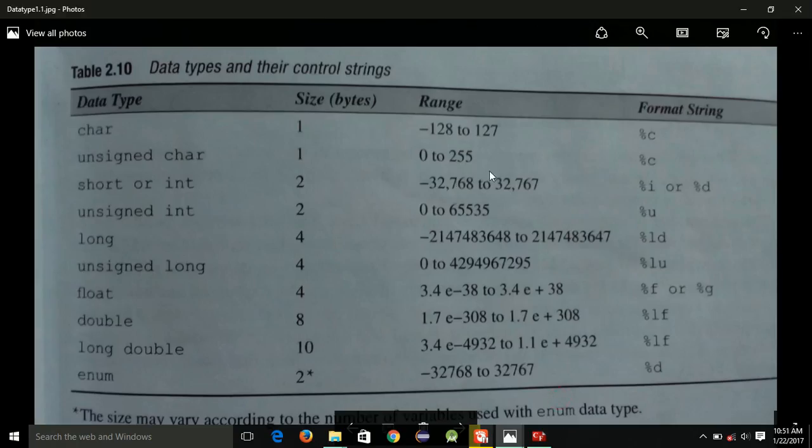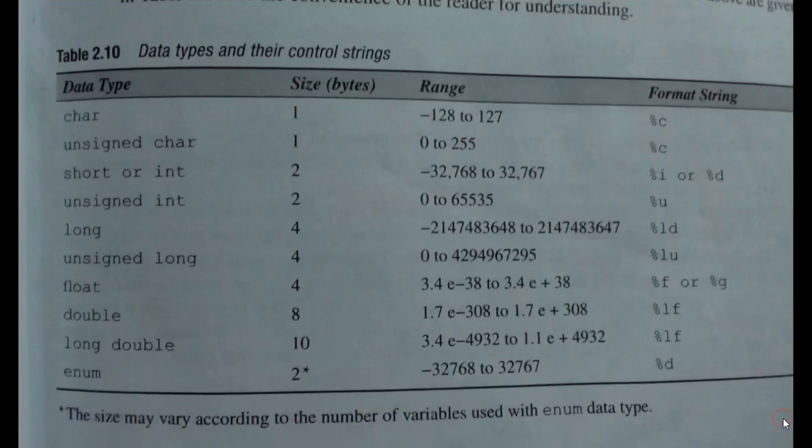So here you can see I have another table which denotes the data types. The format string is the most important part, and that's why I have to explain the data types. Whenever we want to use any variable, we have to specify which type of variable we want to use. And if we want to print that variable, we have to use the format string for that.